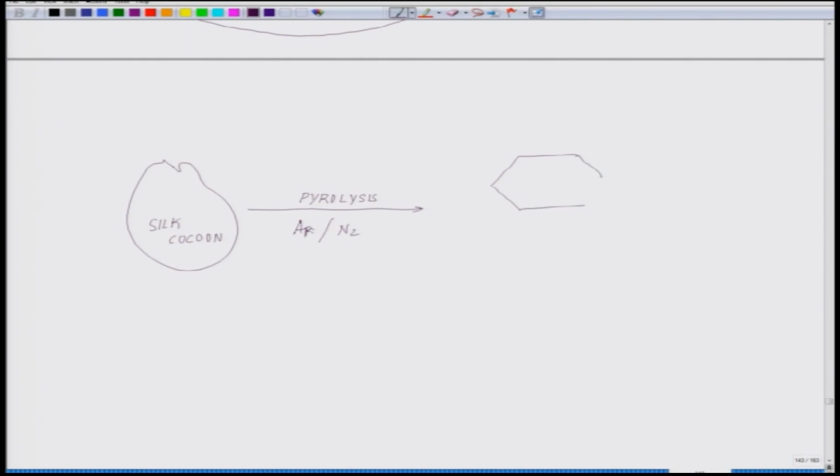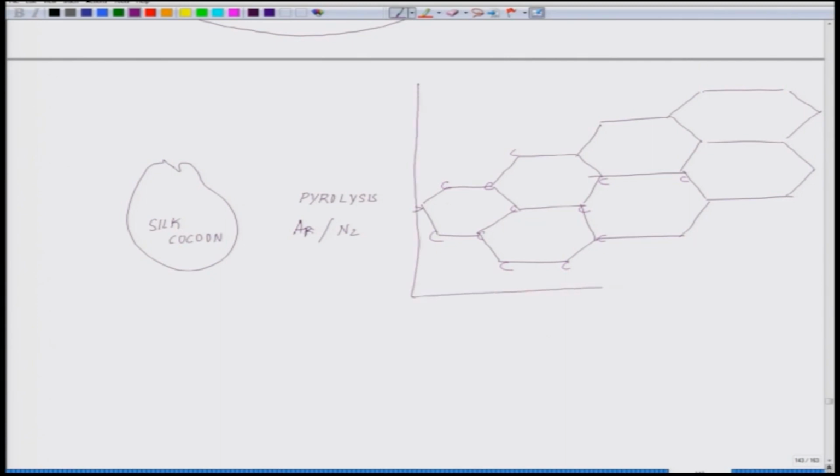So, this is what native graphene looks like. It is a single layer of carbon. Okay. So, all these are carbon, carbon, carbon, carbon, carbon, like this. Let me just rub it off. So, this is what graphene looks like.